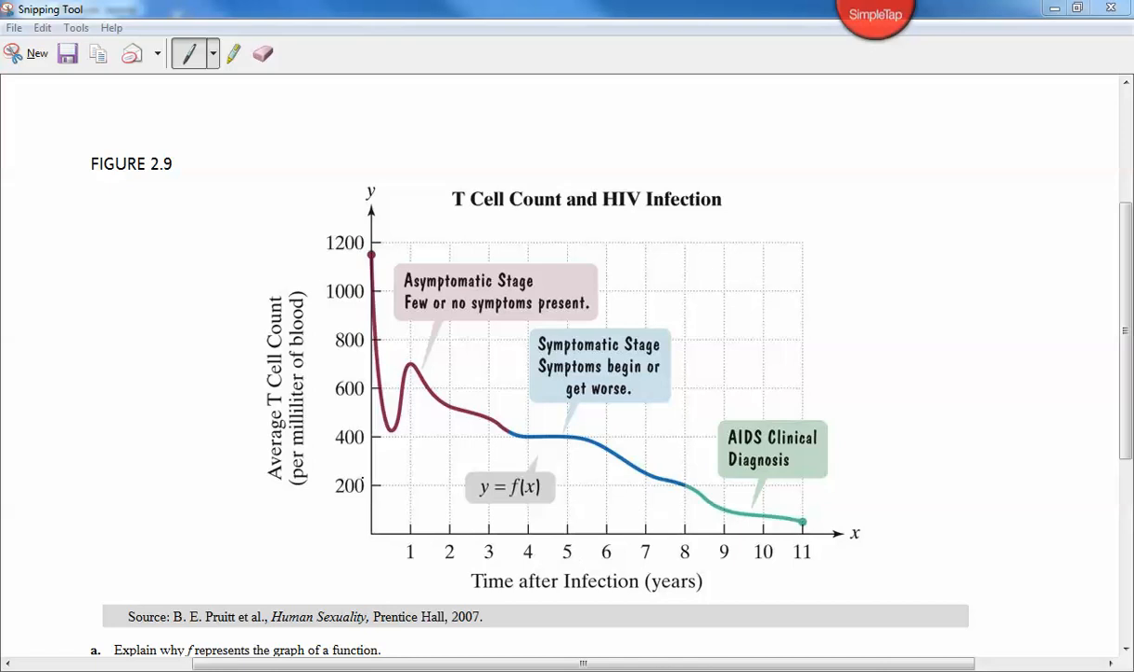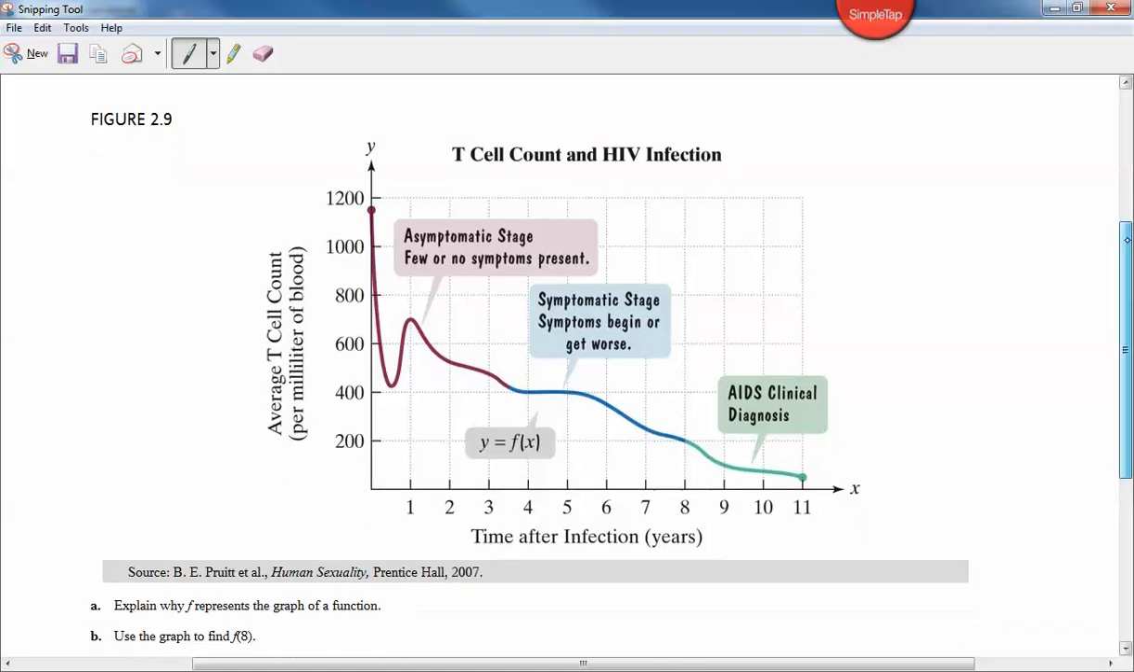So you can see when someone's first infected, their average T cell count looks close to 1200, and then it drops, and then it may go back up as you have few or no symptoms present. But then as time goes on, your T cell count goes down. The more years, down, down. And this is where you have a clinical diagnosis of AIDS. That's usually when things definitely look bad.